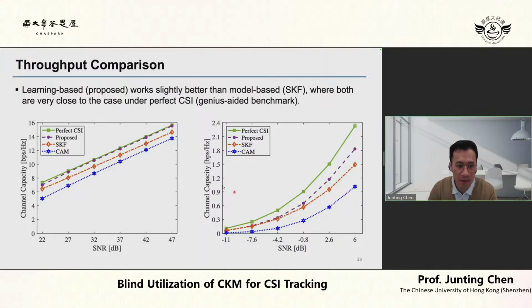We also compare the throughput between the model-based approach and the learning-based approach under some scenarios that are not favorable to the model-based approach, such as non-uniform mobility, non-Markovian mobility, etc. We can see that using the deep learning approach, we can achieve performance very close to perfect CSI, but using a classical model-based approach, because of the inaccuracy of the model, the performance degrades a little bit.